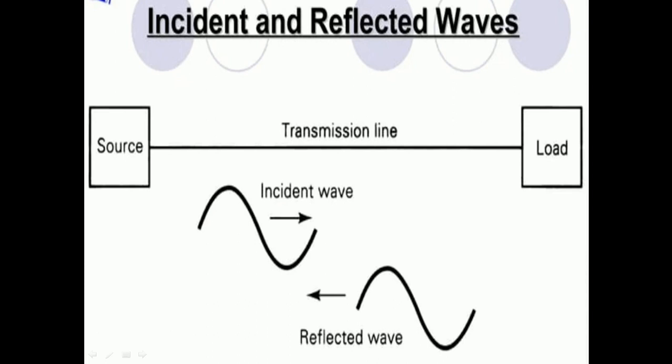When the wave is transmitting from the source to the load, it is called an incident wave. After reaching the load, if it is getting reflected back, like a ball bouncing from the wall, it is called a reflected wave. So the diagram has two definitions, incident wave and reflected wave.